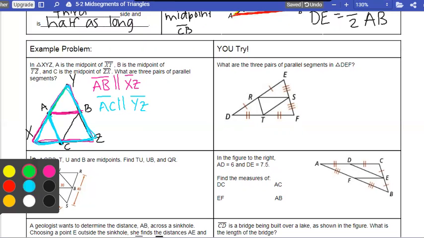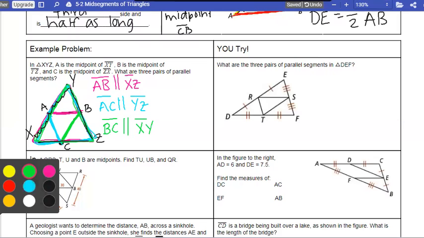And then our last one, I'm going to do it in green. Same triangle, but now it's this side. So now my green side, which is BC. BC touches this side and this side, so it can't be parallel to those because it touches them. So it would have to be this side over here, which would be XY. So your middle segments in your triangles are always parallel to one of the edges of your triangles. It's parallel to the edge that it does not touch.